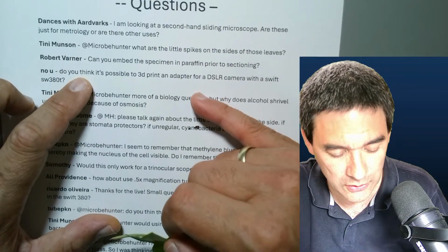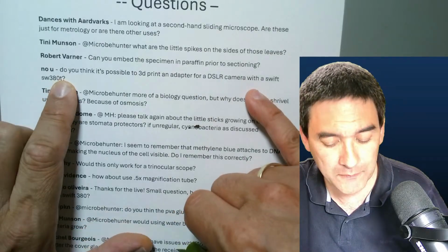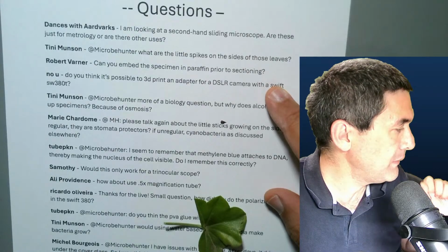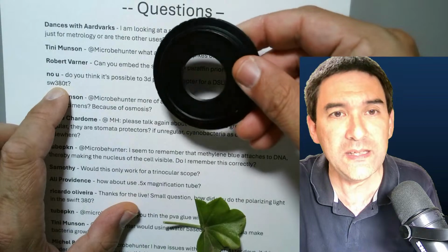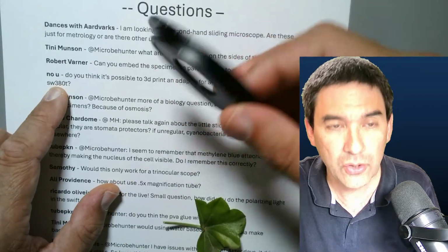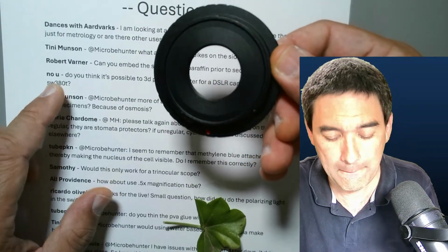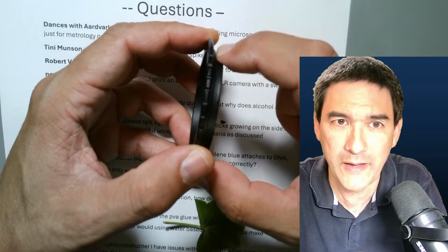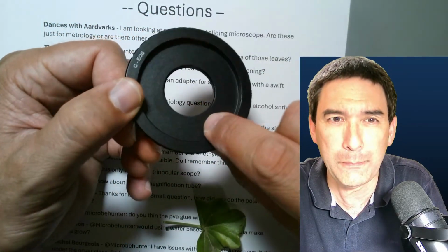Okay. So do you think it's possible to 3D print an adapter for a DSLR camera with a Swift? Basically, short answer is yes, it would be possible. However, you'd have to know all of the dimensions and everything. For example, the Swift 380T, at least my version, has this C-mount. So essentially you could think about 3D printing this here. However, there are overhangs here, and I don't know if this is going to be so easy, right? And considering the fact that this is fairly cheap, yeah.